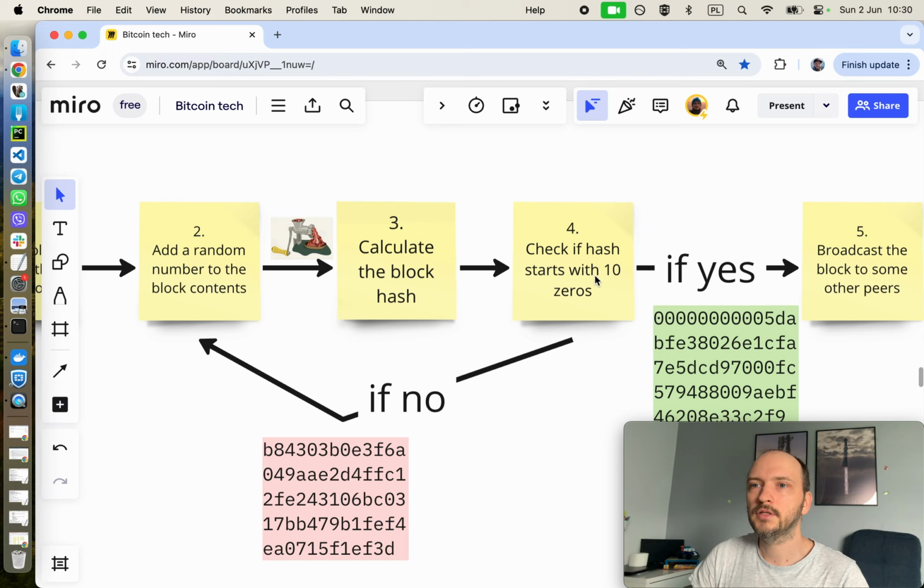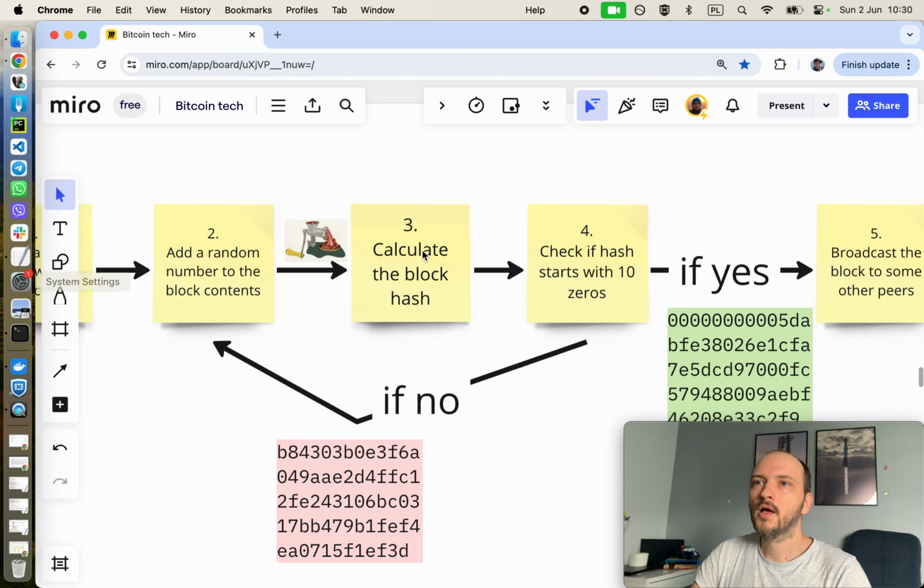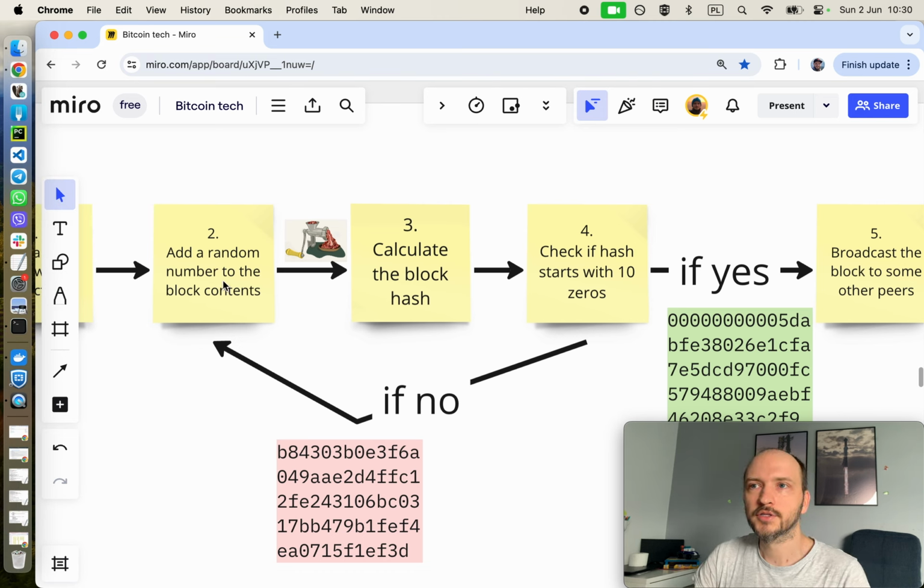If it doesn't start with 10 zeros or more, they repeat the process: change the random number inside the block contents, calculate the hash again, and check if it starts with 10 zeros. If not, they just repeat it over and over again. When you hear about ASICs or video cards that miners work on, they do this in a loop. They modify the random number and calculate the hash, over and over again, billions of times.